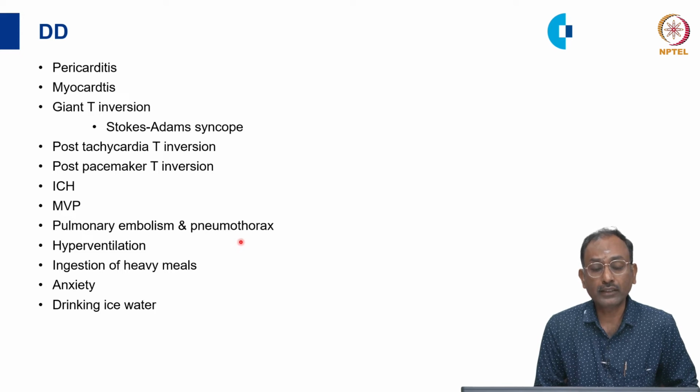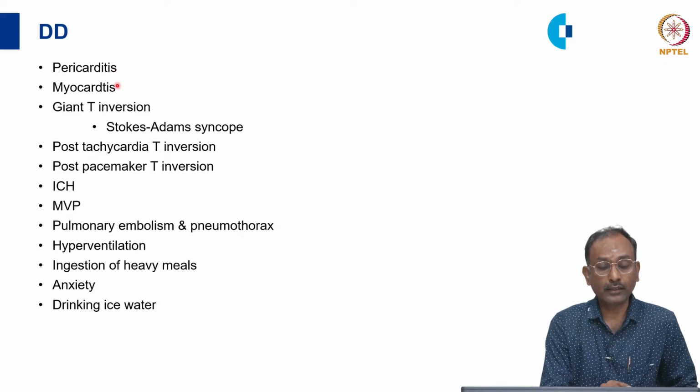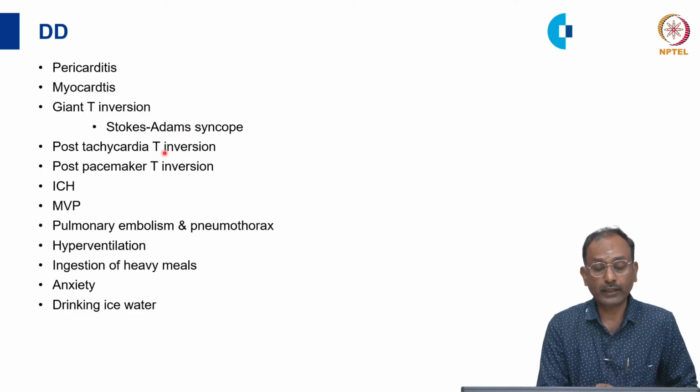But T-wave inversion is not specific to ischemia alone. There are differential diagnoses for T-inversions, starting from pericarditis, myocarditis, and T-inversion can even occur in Stokes-Adams syncope. Post-tachycardia is the most common reason where a patient can get T-inversion, as well as post-pacemaker T-inversion. Then some patients with intracerebral hemorrhage, when there is increased intracranial tension, can have T-inversions. A few patients with mitral prolapse, pulmonary embolism and pneumothorax also have some amount of T-inversion.